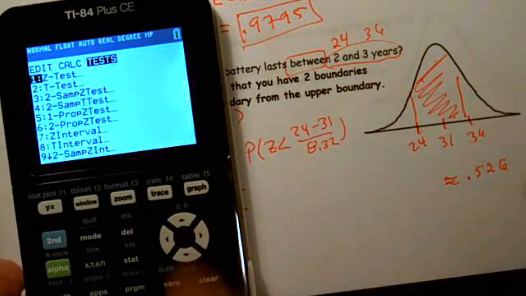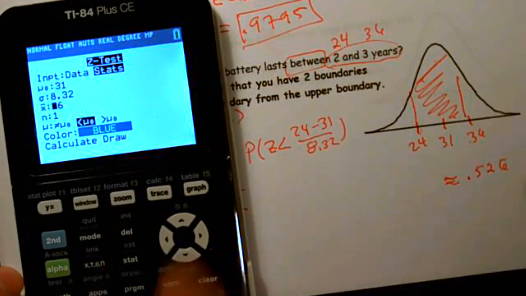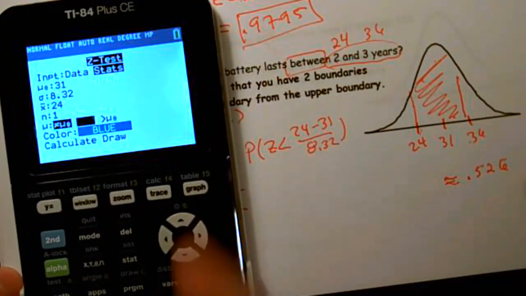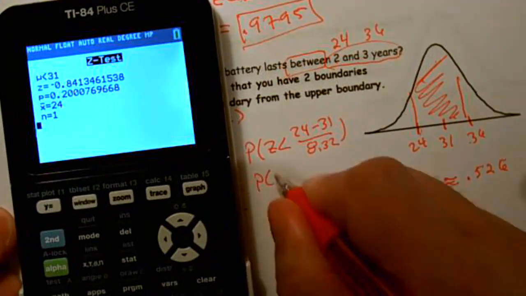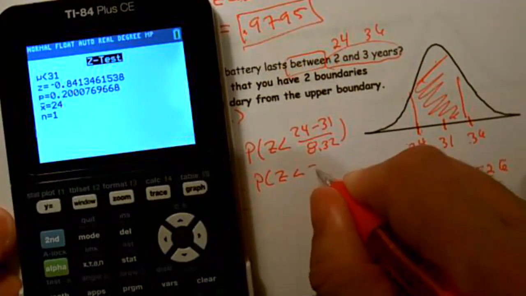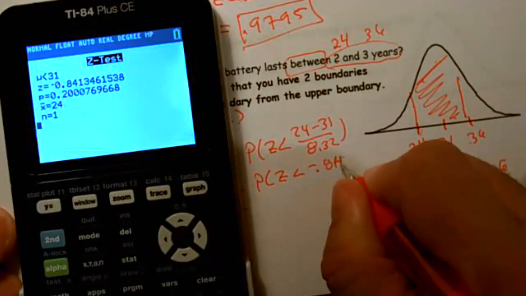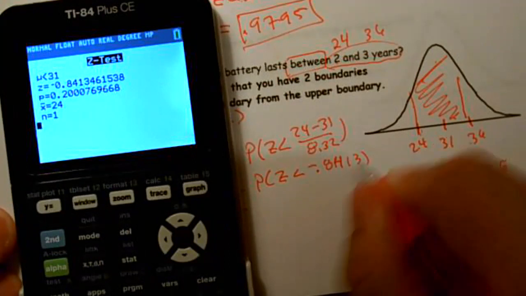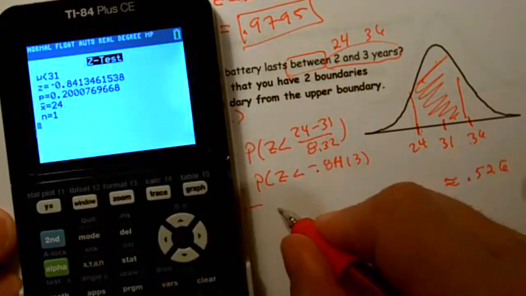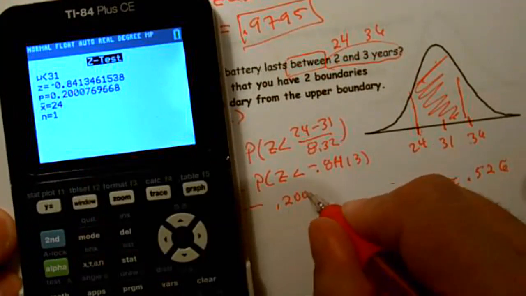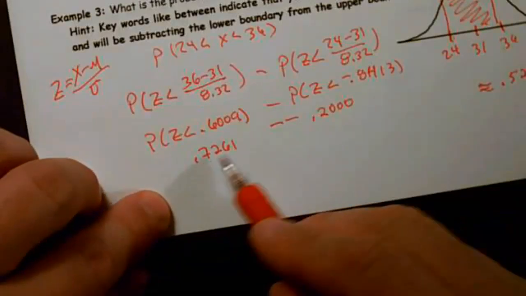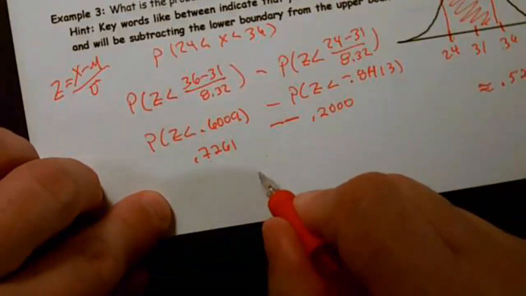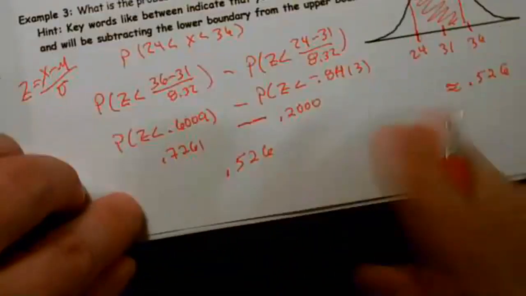So stats, test, z-test, change my x to 24. This is still going to be a less than. And now I have minus the probability that z is less than negative 0.8413. And that probability is about 20%. All right, so 0.7261 minus 0.20 is 0.526, which is what we got over here. So there are 2 methods to approach that.